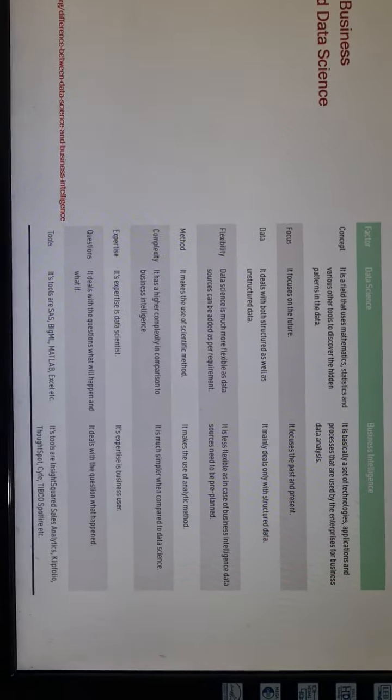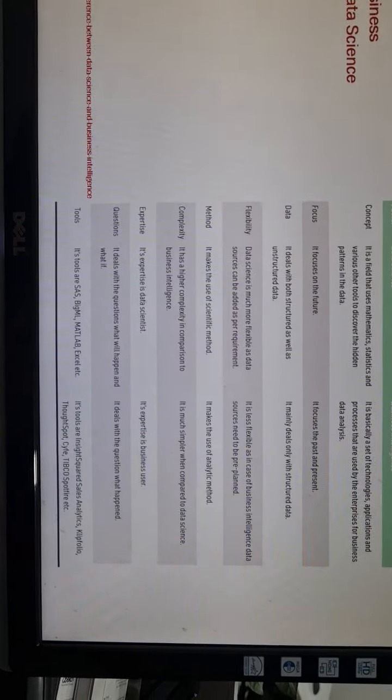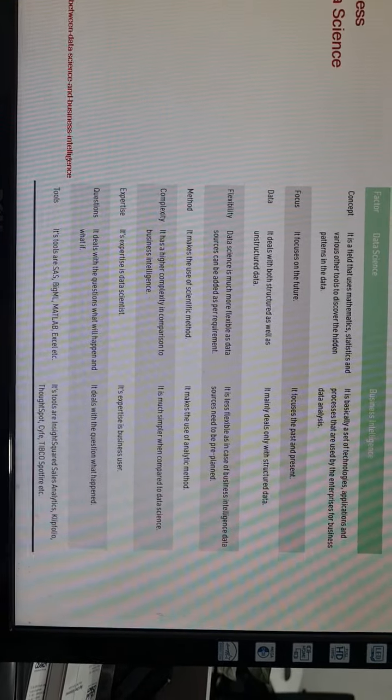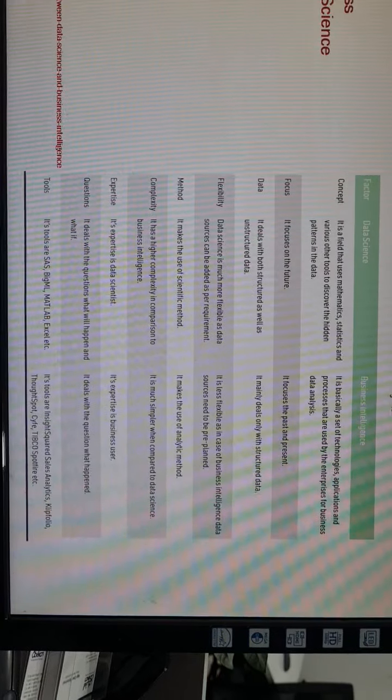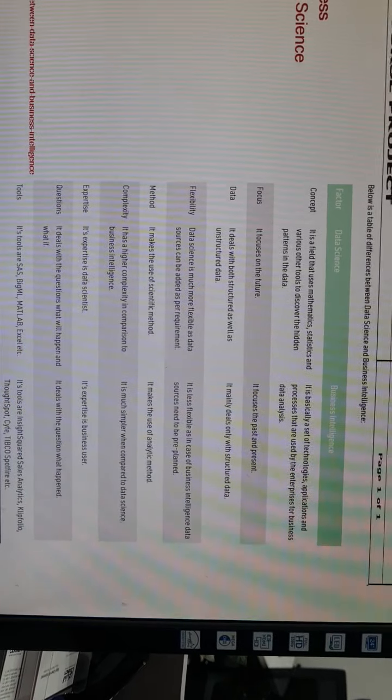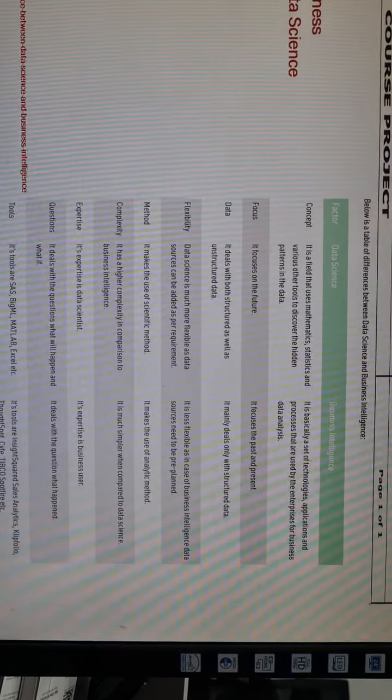For data science, the tools are Insight Squared, Sales Analytics, Klipfolio, ThoughtSpot, SciFi, TIBCO Spotfire, etc. So that's the differentiation of business intelligence versus data science.